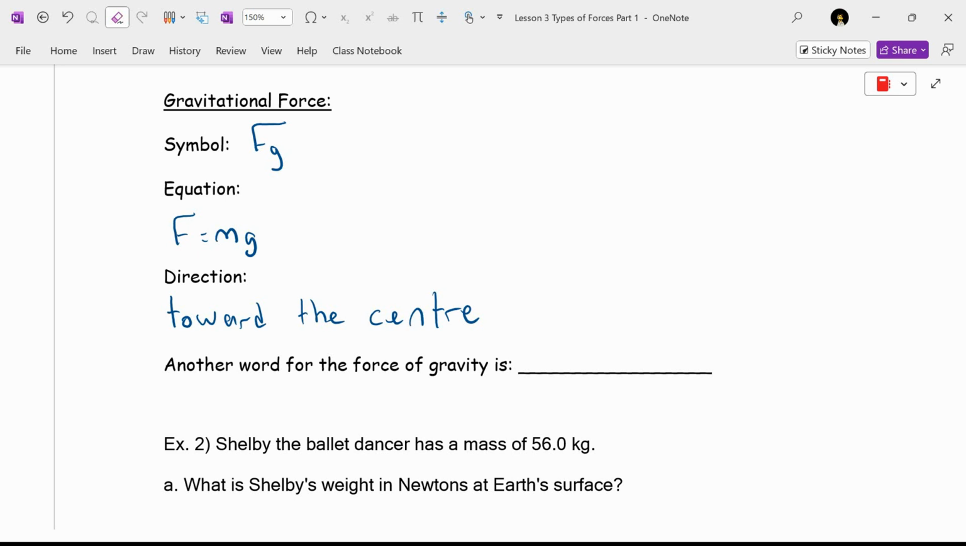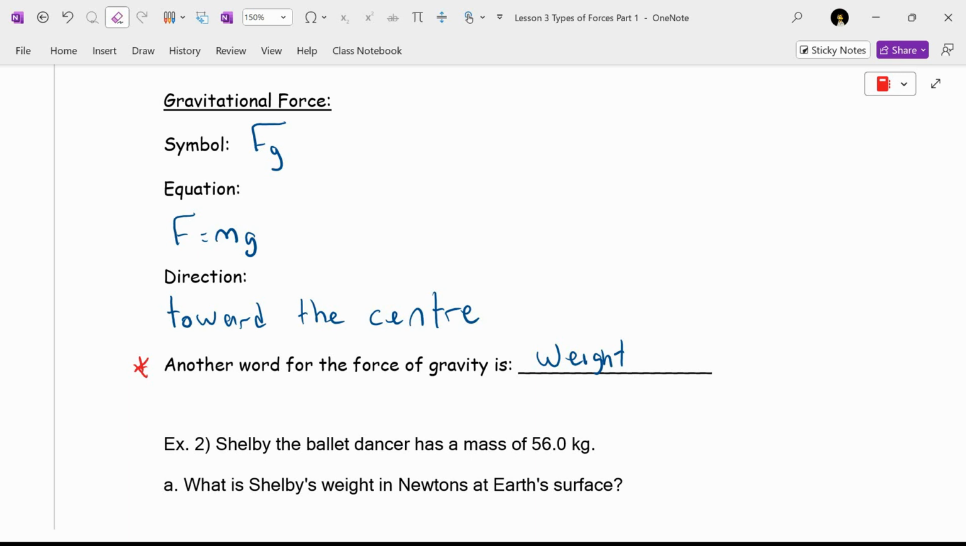W-E. Yeah. Another word for the force of gravity is weight, and this is important. You might even want to put a star next to this. I'm going to turn this into a multiple choice question. When I ask you to find an object's weight, that's in newtons. Don't give me an answer in kilograms. If I ask you to find an object's weight on your test as a multiple choice question, I guarantee I'll have one of the answers in kilograms for you to pick from.